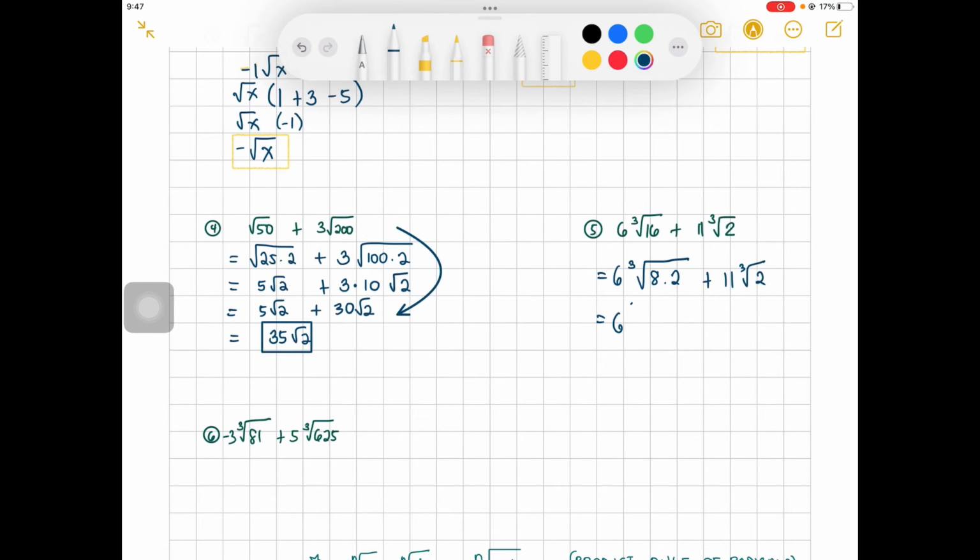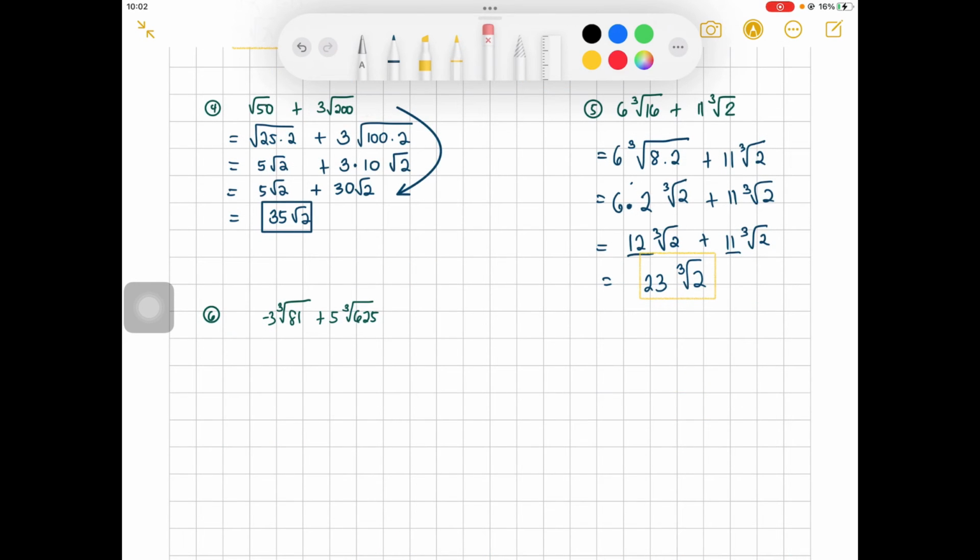Then 6 cube root of 8, the cube root of 8 is 2, so we multiply it to the numerical coefficient 6, and then we write cube root of 2. So plus 11 cube root of 2. We now have like radicals. So 6 times 2, 12, cube root of 2, plus 11 cube root of 2. We now add the numerical coefficients. 12 plus 11, this is 23. 23 cube root of 2. That's for example number 5.